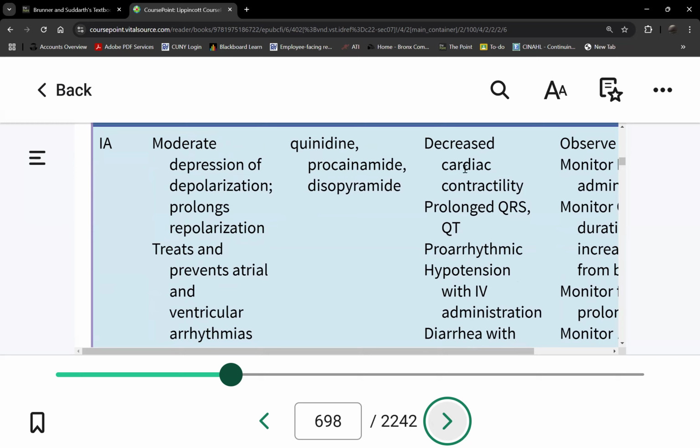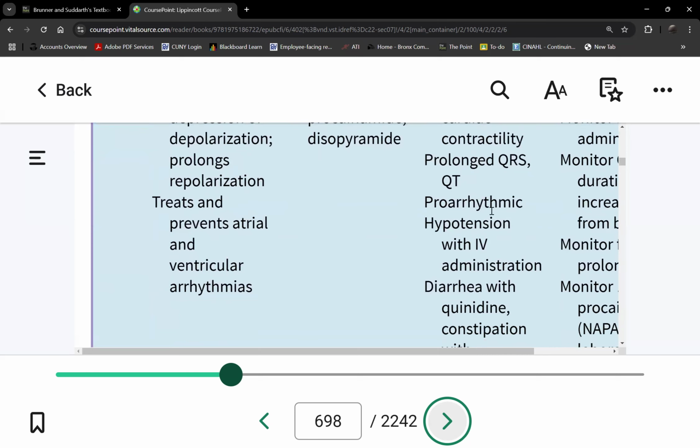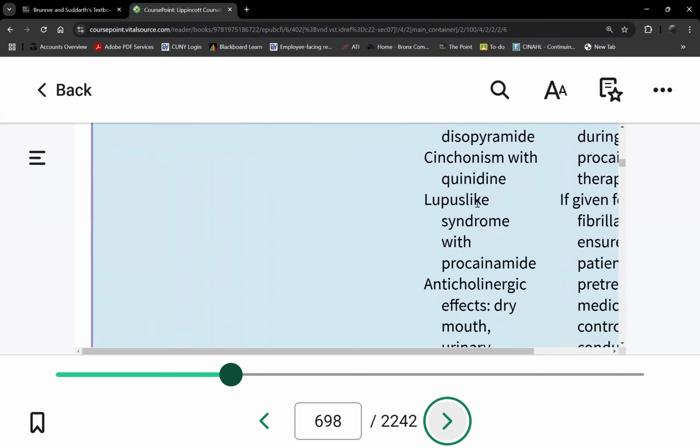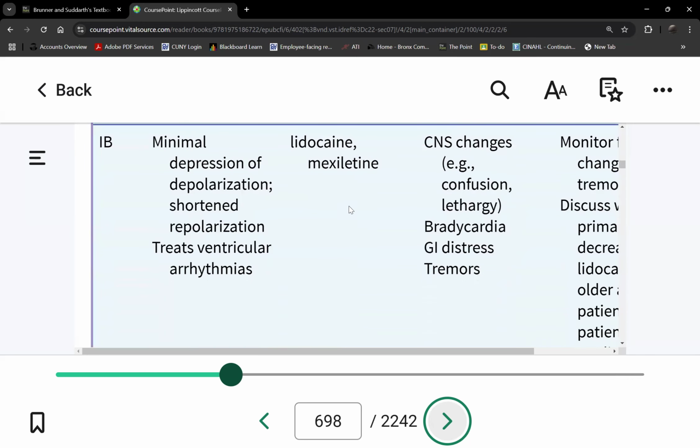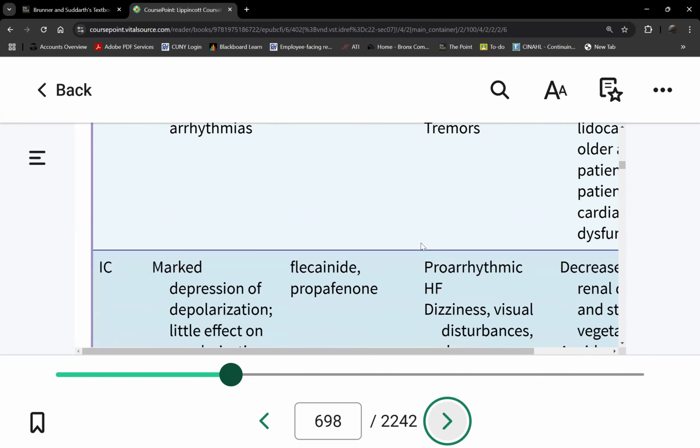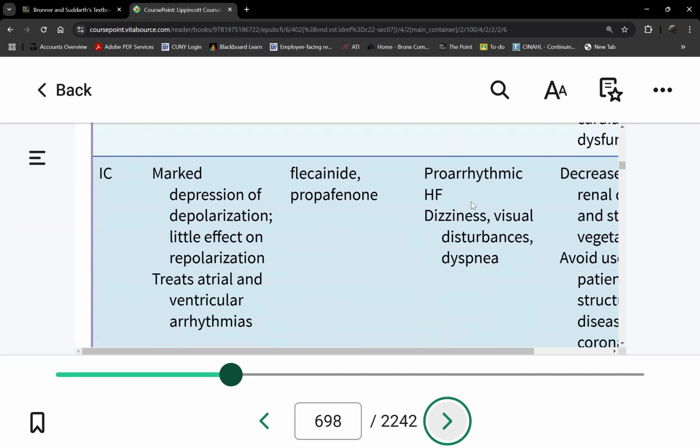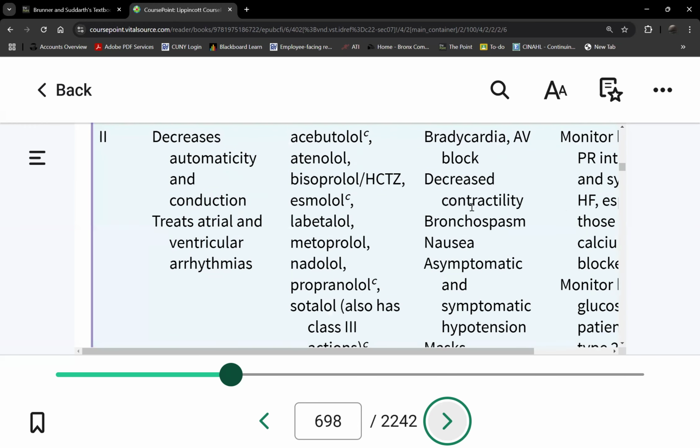yeah, procainamide decreases contractility, so it's proarrhythmic, causes hypotension. Okay. Lidocaine. Correct, bradycardia right there. Here, proarrhythmic again. Proarrhythmic meaning, pro means for, it favors an arrhythmia, meaning, yes, you will treat the underlying arrhythmia that you used it for, but as a result, it will cause another one.